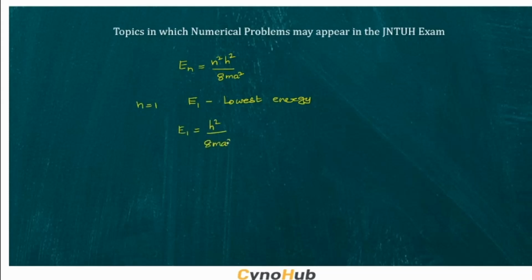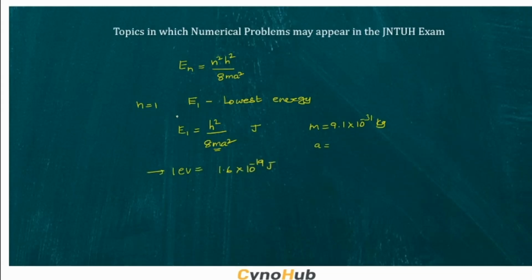Mind you, h is Planck's constant, m is the mass of the particle that is given. If at all an electron is given, m will be 9.1 into 10 power minus 31 kg. a anyway he would be giving us the value of a in angstrom units. So you can even calculate it in joules or in eV, where 1 eV is equal to 1.6 into 10 power minus 19 joules. That conversion you need to have if you are asked.